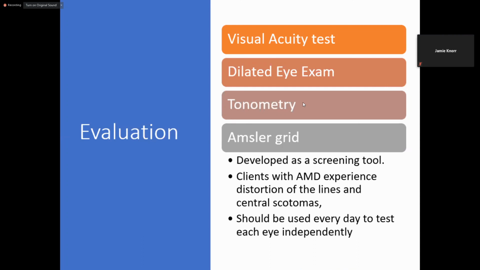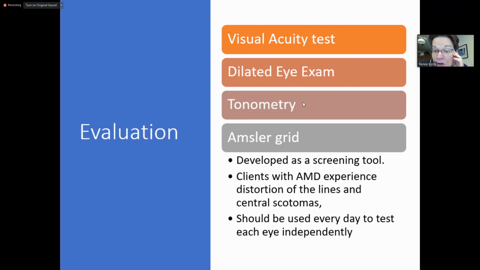The other part that they will do with this is tonometry. And tonometry basically, guys, is the pressure test. Because one of the things they want to rule out is glaucoma. And so they will check pressures.